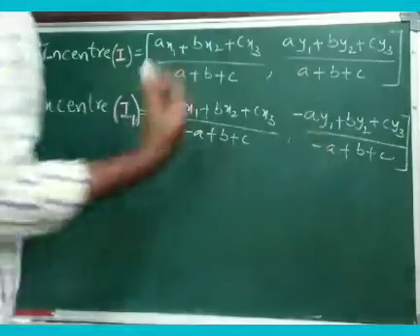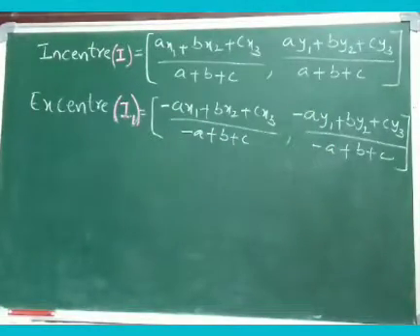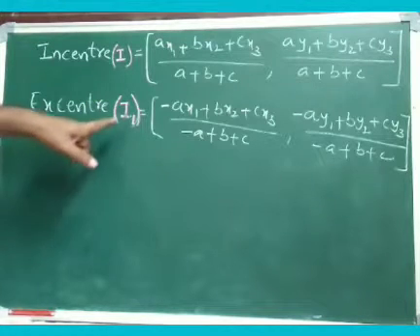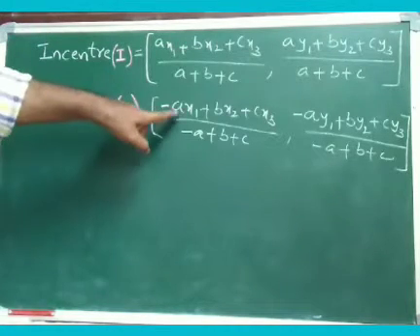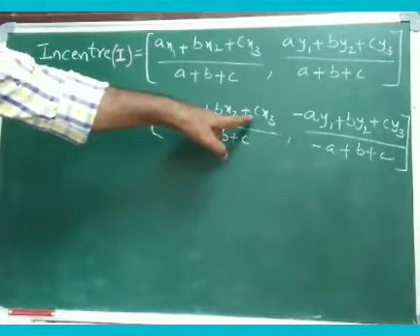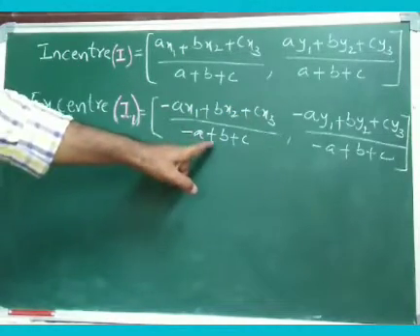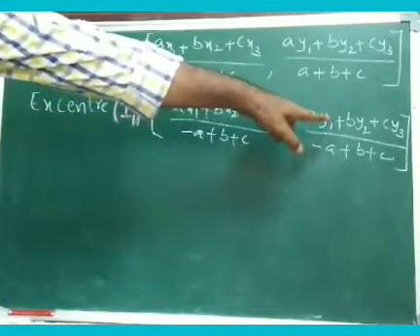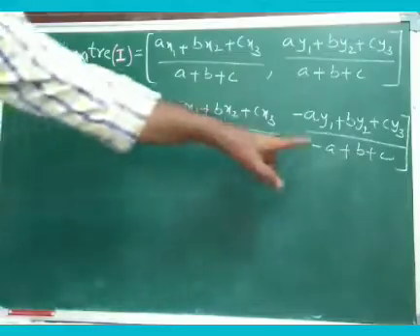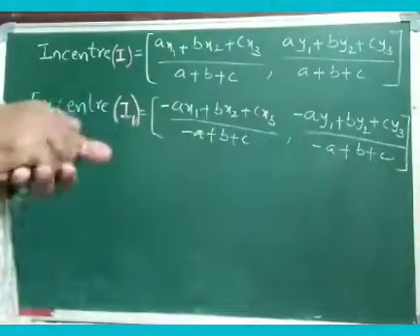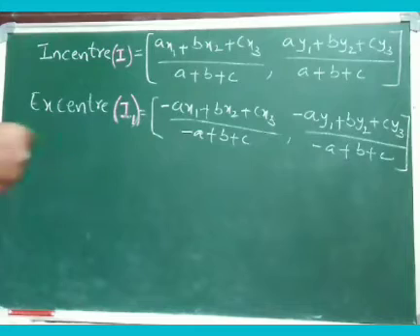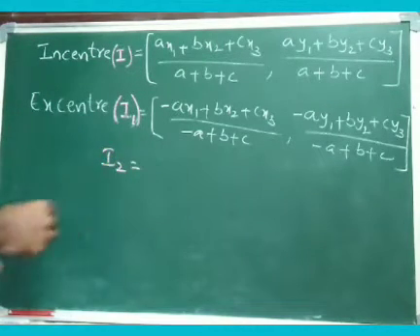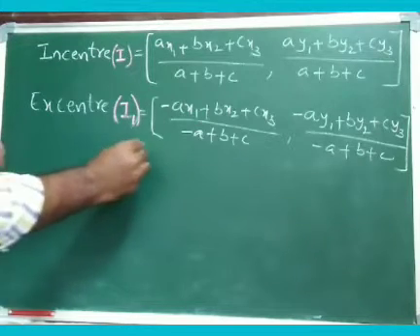And this is minus a. Hence, the formula for the excenter opposite to vertex A, which is I1, is equal to (minus ax1 plus bx2 plus cx3) by (minus a plus b plus c), comma, (minus ay1 plus by2 plus cy3) by (minus a plus b plus c). Now let us see the formula for I2, which is also the excenter opposite to vertex B.